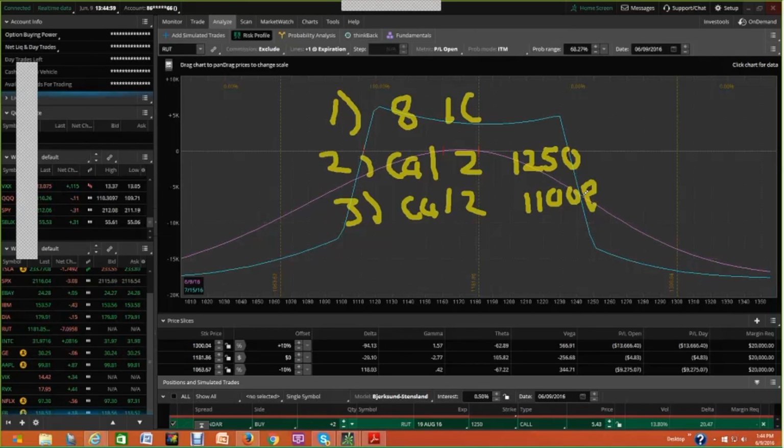So again, the original trade was 10 iron condors. All we did was take 2 of our long calls and puts and move them out to August. That's it, right? That's all we did. So for those of you maybe who've never seen this before, you can just watch the recording.